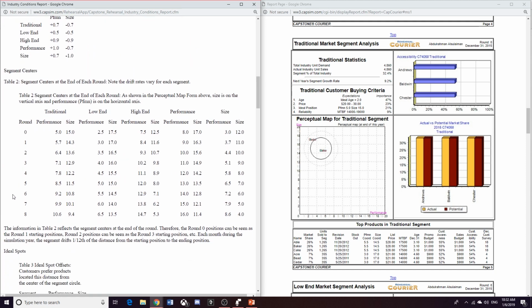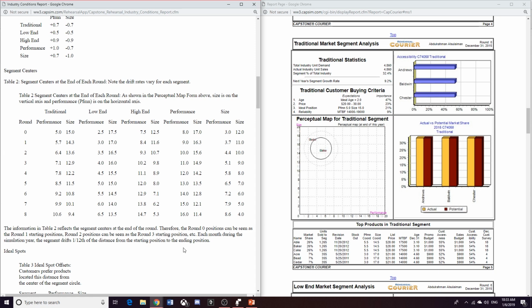As you see here, Capsim gave us a table with the segment centers at the end of each round. What does that mean? Here it says the information in table 2 reflects the segment centers at the end of the round. So for example, at the end of round 0, the traditional segment center was at 5.0 performance and 15.0 size. So that means the middle of the segment. As you see here, this is the circle of the segment, and the middle of the segment at the end of round 0 was 5.0 performance and 15 size.